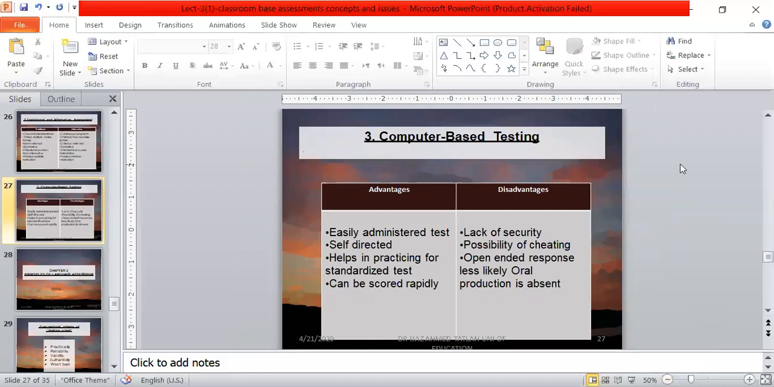Third one is computer-based testing. No doubt it has many of the advantages, but at the same time, multiple disadvantages are there regarding computer-based testing. For example, computer-based testing is easily administered test, whereas it has lack of security. Computer-based testing is self-directed, but there is possibility of cheating.